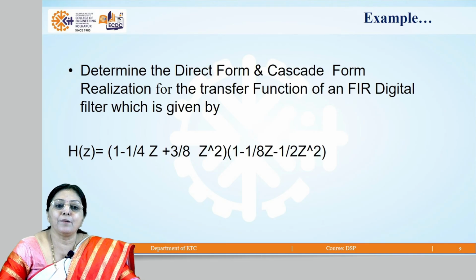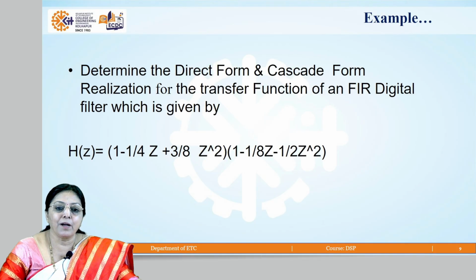Now this is an example to realize an FIR filter by using the direct form and the cascade structure. This is 1 minus 1 upon 4 z plus 3 upon 8 z raised to minus 2. Likewise, this is the difference equation, or transfer function, we can say H of z is mentioned here, and then we are going to realize it.